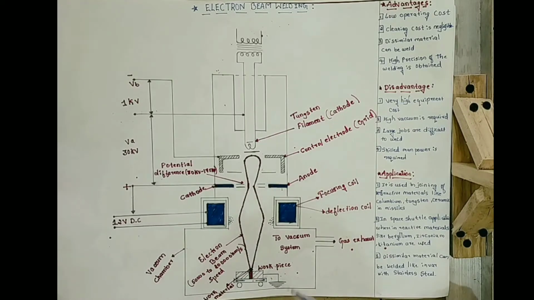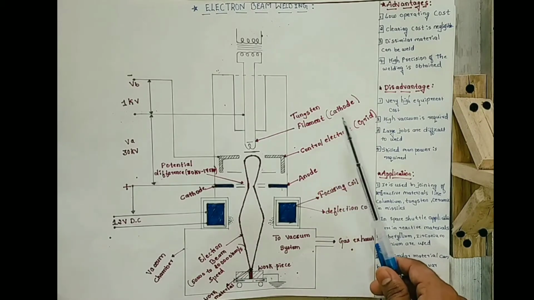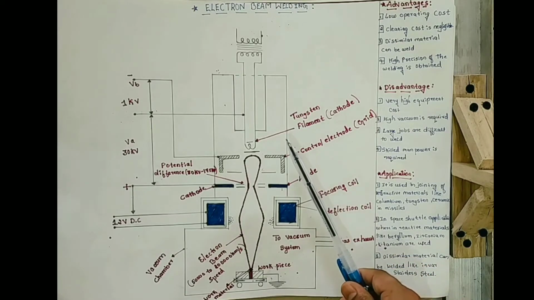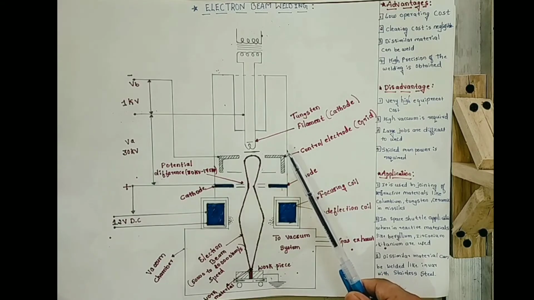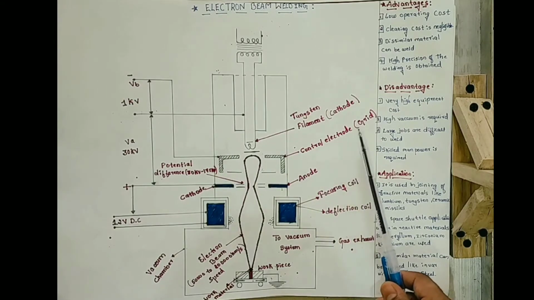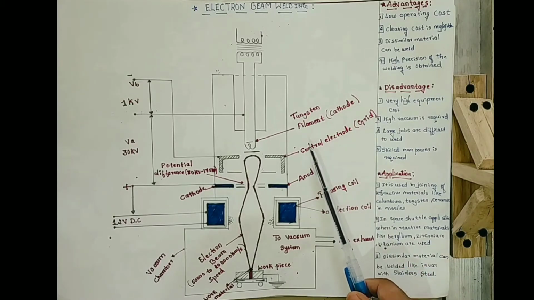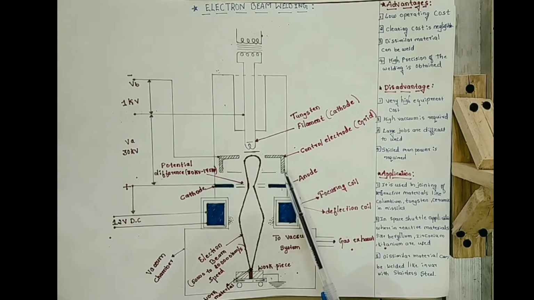Electron beam welding consists of a tungsten filament, also called the cathode, which is present in the upper portion of the electron beam welding machine. The tungsten filament is helpful to produce the electron beams. The control electrode, also called the guide, is present just below the tungsten filament and is helpful to control the electron beam.